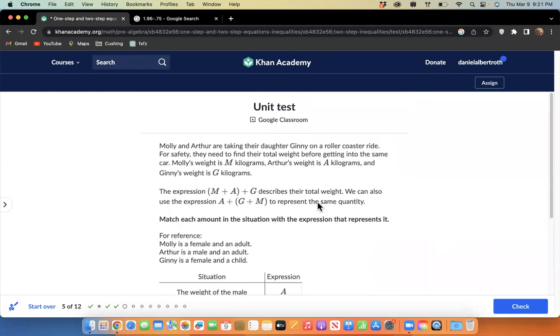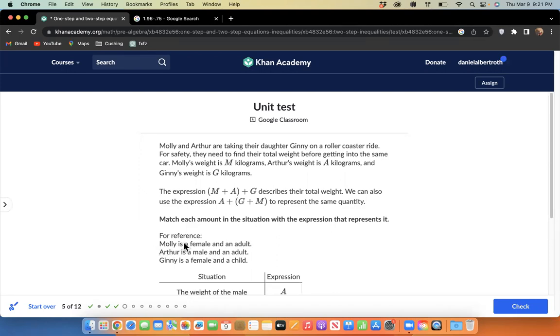Okay. This one says, Molly and Arthur are taking their daughter Ginny on a roller coaster ride. For safety, they need to find their total weight before getting into the same car. Molly's weight is M kilograms, Arthur's weight is A kilograms, and Ginny's weight is G kilograms. The expression M plus A plus G describes their total weight. We can also use the expression A plus G plus M to represent the same quantity. That is fair. Match each amount in the situation with the expression that represents it.